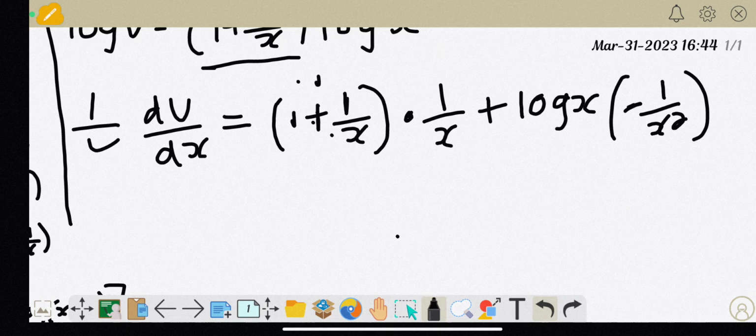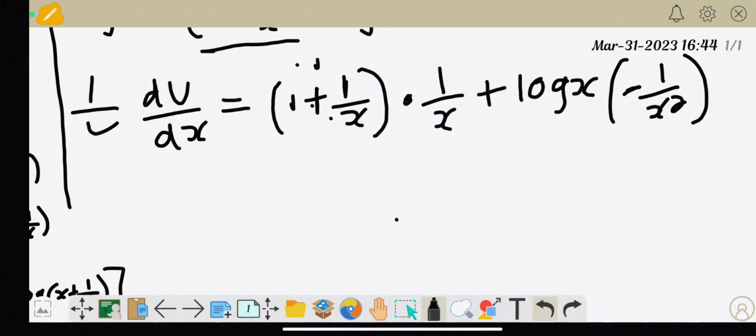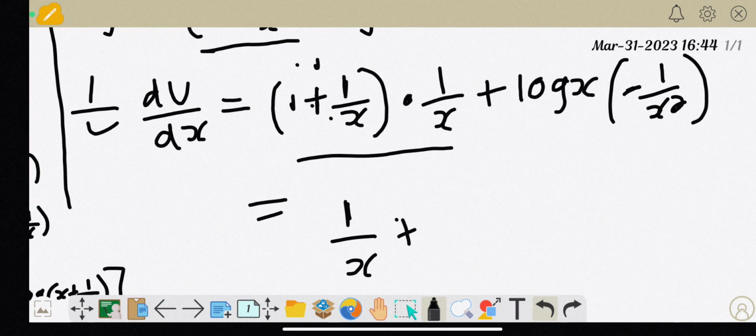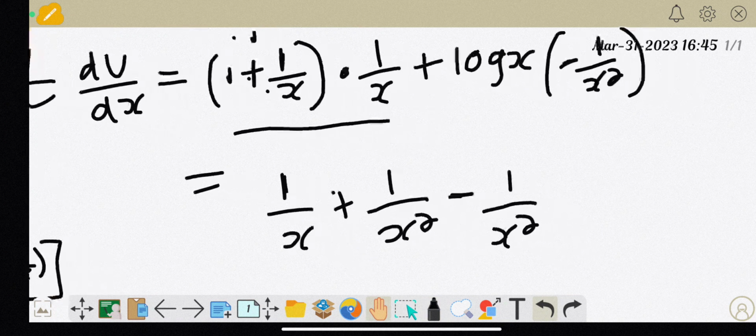Yeah, we can just simplify. So how can we simplify? I'll just multiply these two. So what will be there? 1 by x plus 1 by x square, plus, let it be minus 1 by x square into log x, correct? So I'll make the denominator the same.